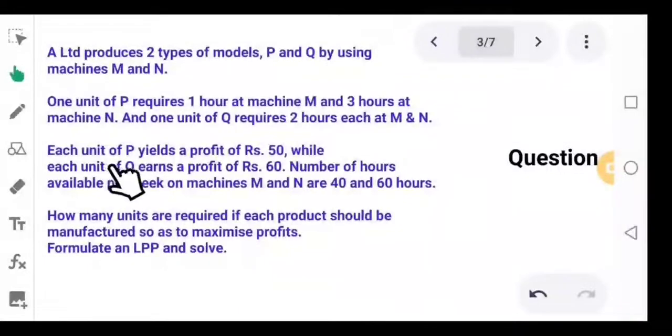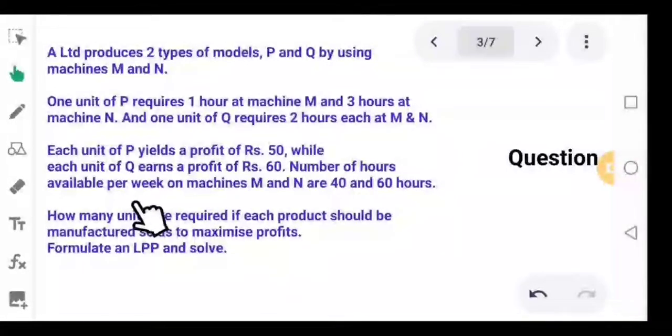Then they're saying for Q, similarly, we'll get a profit of 60. For model Q, however many you produce, if you produce 1 unit, you get 60. If you produce 2 units, you get 120. So for Q, per unit profit is 60 rupees. So per unit profit of P is 50, and per unit profit of Q is 60.